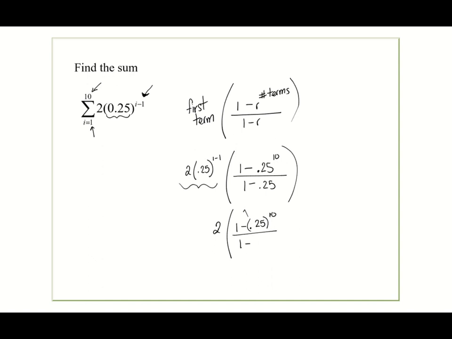And then 1 minus 0.25. So big parenthesis at the end there. So if I type this into my calculator, once again, I'm just using the alpha y equals to type in my fraction to make my life a little bit easier.